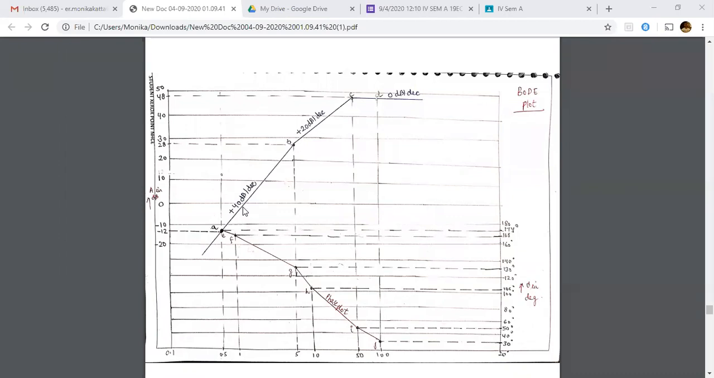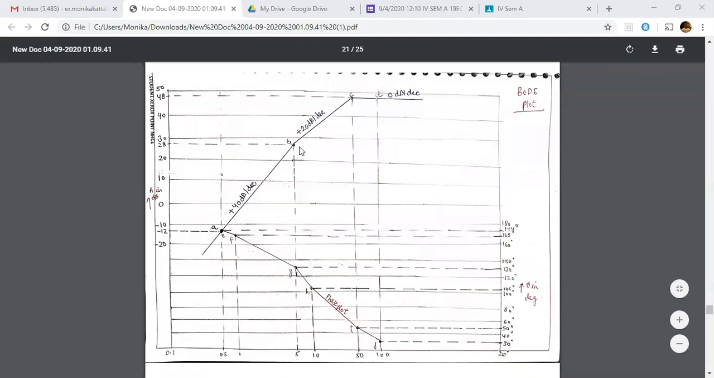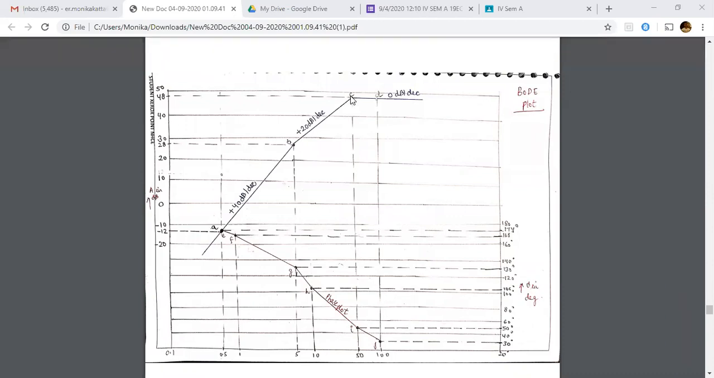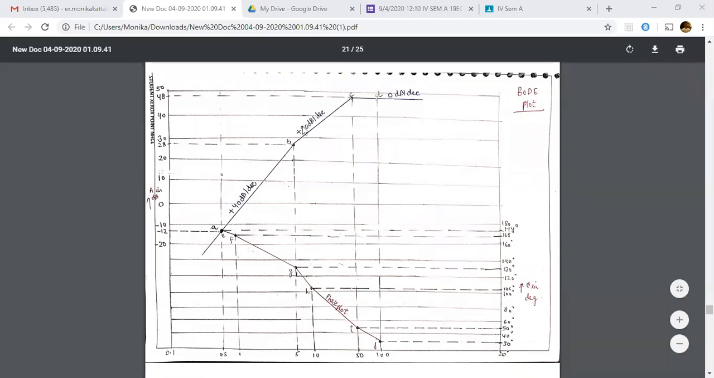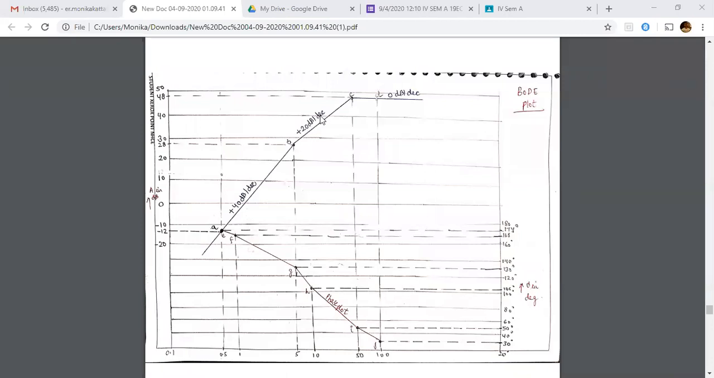Is that clear, everyone? Respond. Yes, ma'am. Okay. Now it is very important to mark the points, join the points, and mark the slope. If you forget to write the slope, your marks will be deducted. Then you will join points B and C. You know the frequency at B is 5 and the frequency at C is 50. When the frequency is changed 10 times, one decade, what is the change in magnitude? The magnitude changes from 28 to 48. It changes by 20 dB, so the magnitude changes by 20 dB per decade.